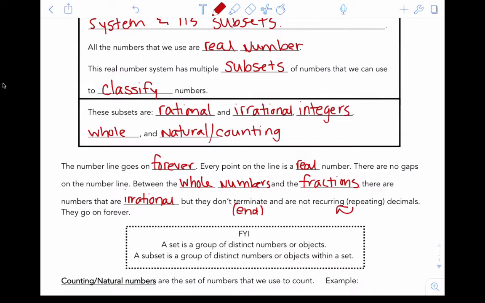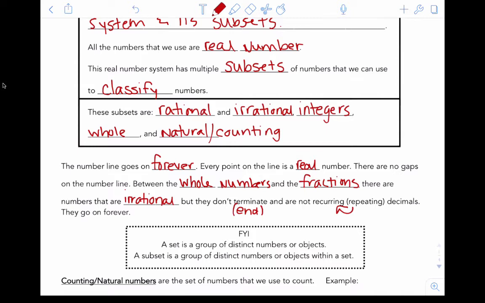All right, so when I'm talking about sets and subsets, just so you have a little bit more information about this, a set is any group of distinct, so different, numbers or objects. That is what a set is in math. And then a subset is a group of distinct numbers or objects within that set. So what we're going to be talking about is the real number system as a set. This set is every possible number you could ever think of. And then the subsets are going to be different types of numbers within this.